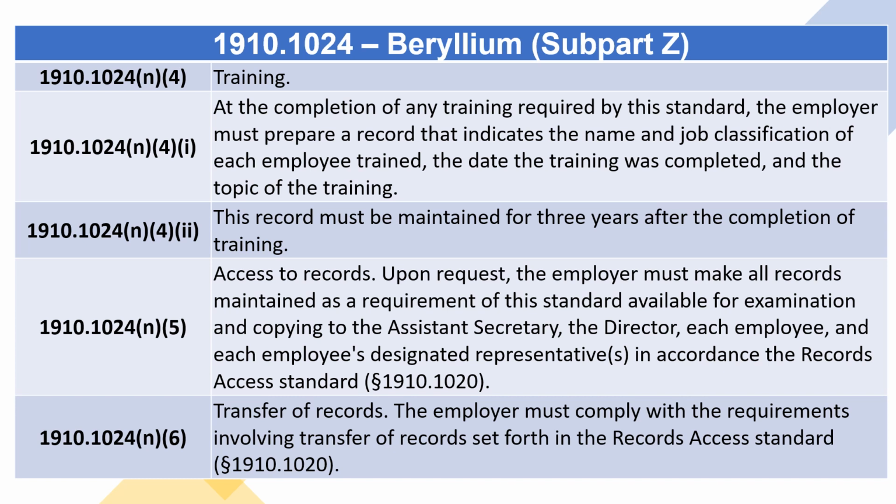1910.1024 N5 Access to records. Upon request, the employer must make all records maintained as a requirement of this standard available for examination and copying to the Assistant Secretary, the Director, each employee, and each employee's designated representatives in accordance with the Records Access Standard, Section 1910.1020. 1910.1024 N6 Transfer of records. The employer must comply with the requirements involving transfer of records set forth in the Records Access Standard, Section 1910.1020.